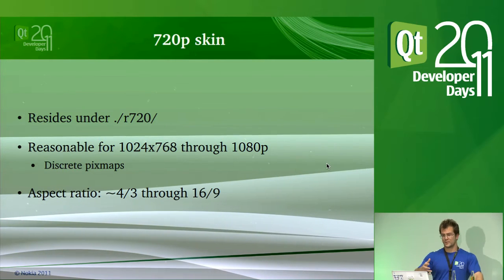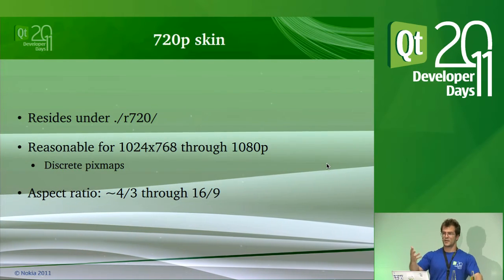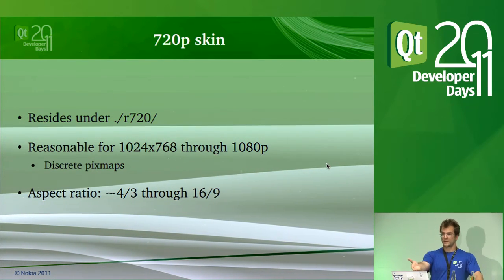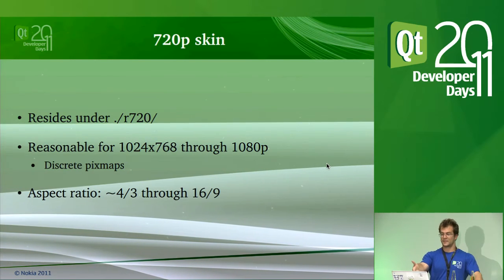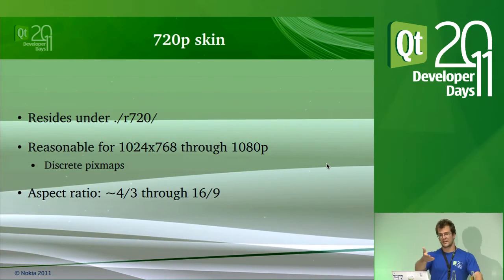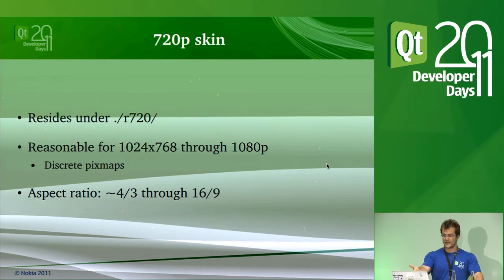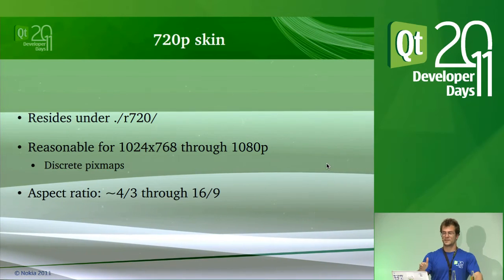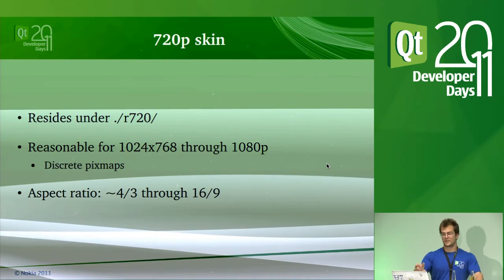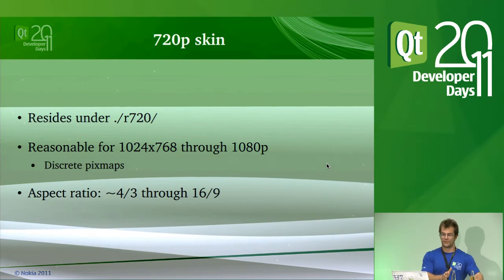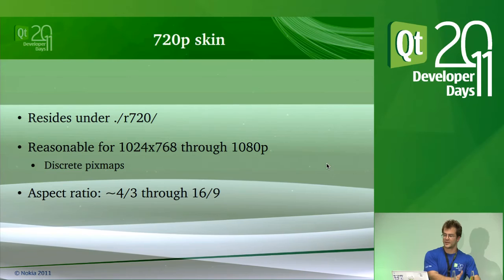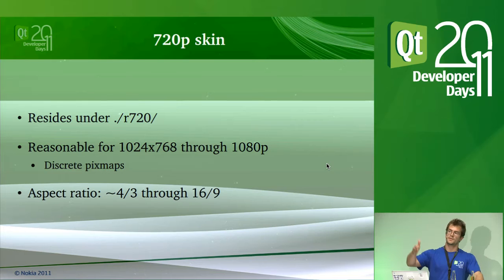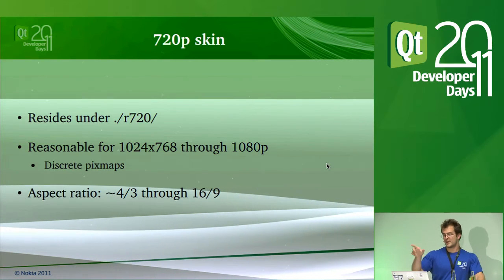So our primary skin is targeting 720p resolution, and it resides under a directory which directly reflects that. If there was a skin that targeted 800 by 480, for instance, like the N900, it would reside under a corresponding directory. But even within the 720p skin folder, we anticipate that that same skin will be used for resolutions running the gamut from 1024 by 768 all the way through to 1080p. So we have discrete pixmaps for each resolution in that range, basically.